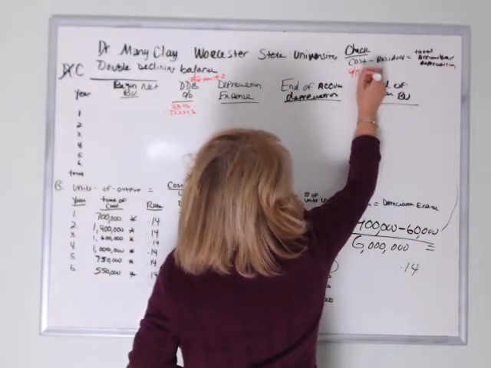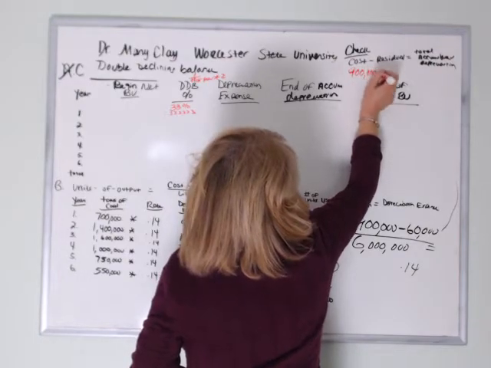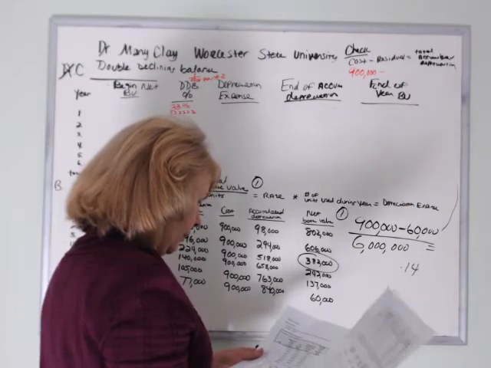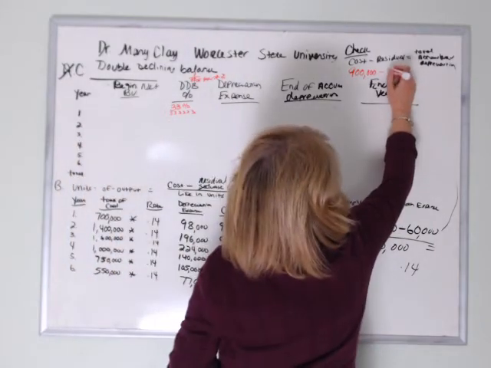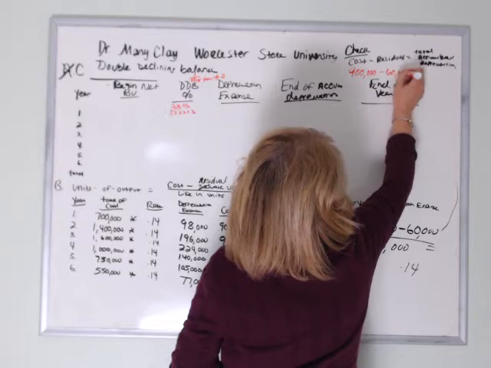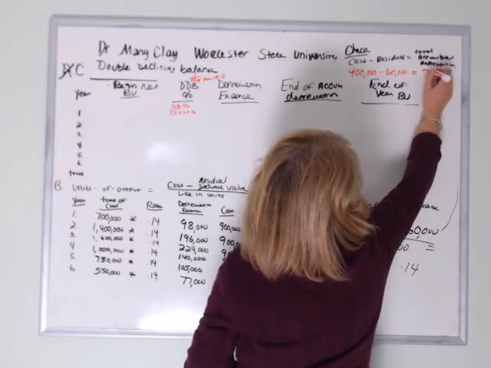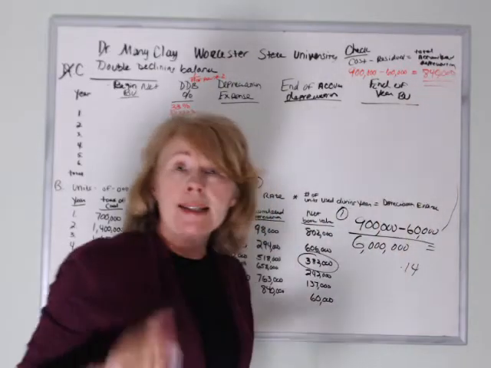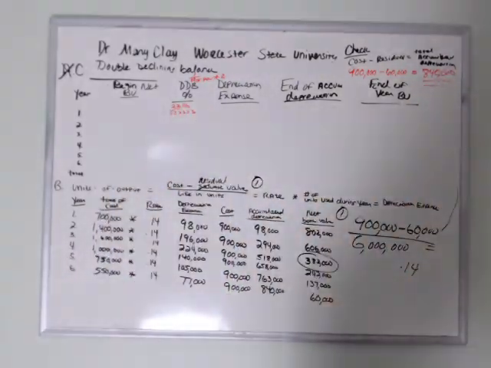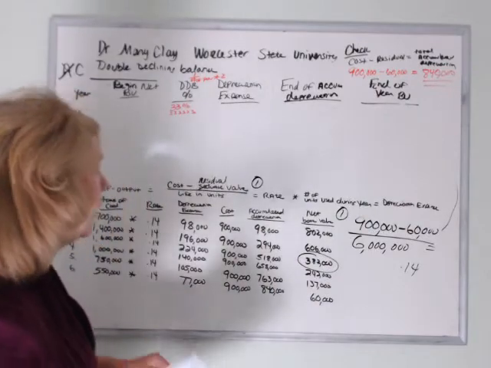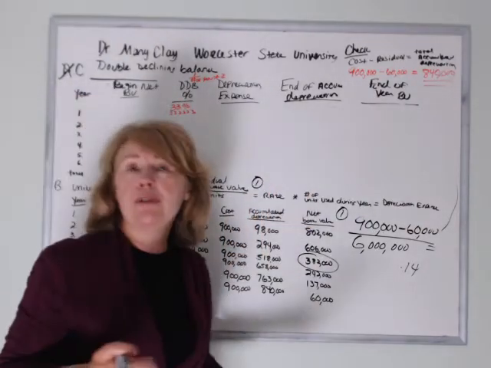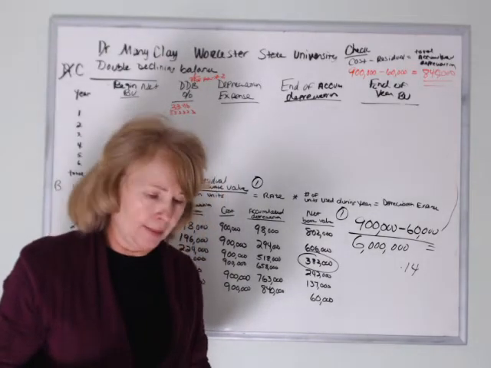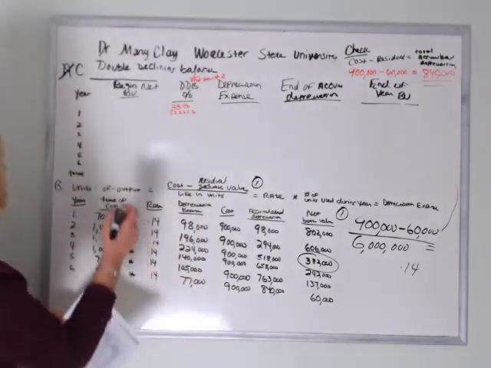900,000 minus 60,000 equals 840,000. Do not go over 840,000. All right, let me show you this, okay? So do that first whenever you do double declining, and then you won't over depreciate the asset. All right, so we start with the cost.